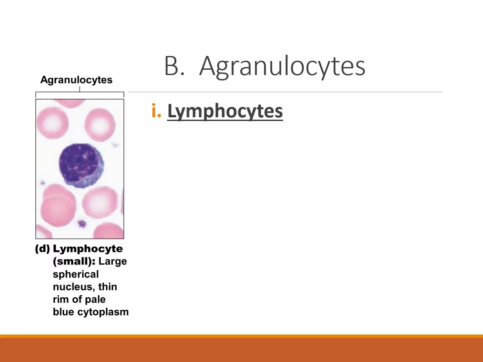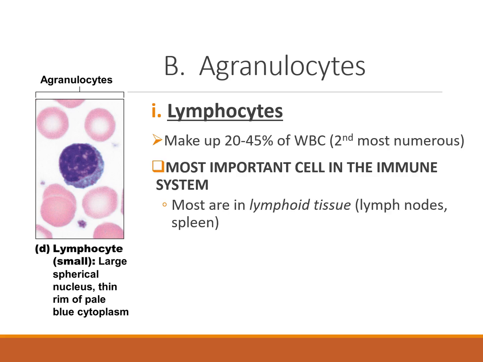So now let's look at our agranulocytes. So these guys do not have granules in their cytoplasm. So our first type of agranulocyte is a lymphocyte. So these guys are our main players in the immune system. These are the most important cells in the immune system.